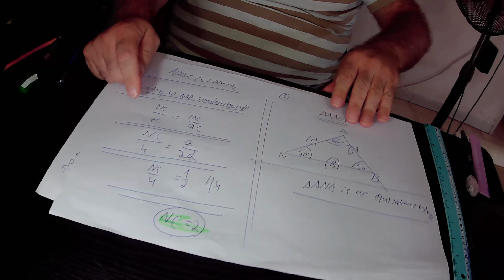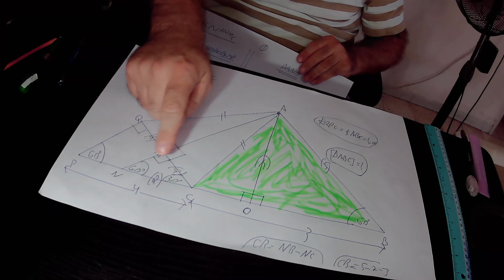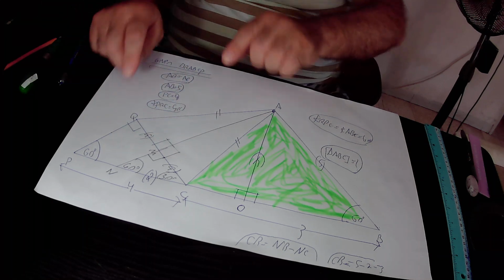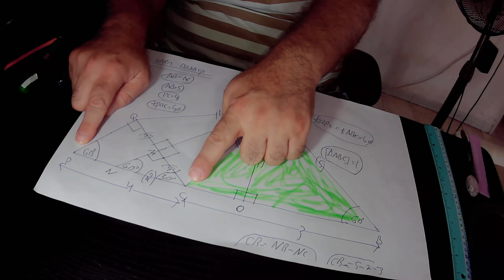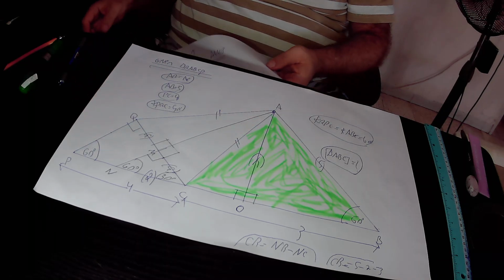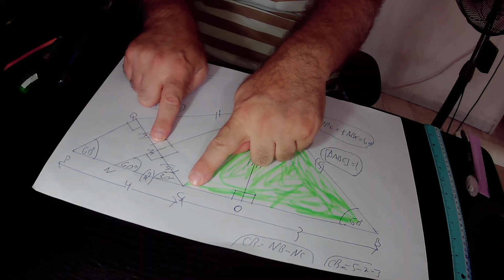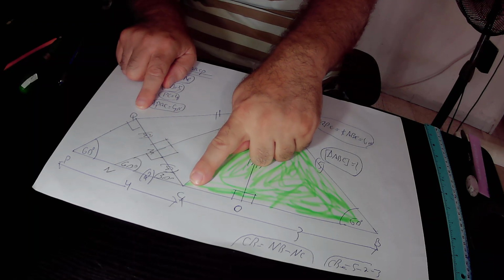NC is the missing side, so we have NC over PC. PC equals 4 units, according to what is given in the question. And it is equal to MC. MC equals A units, according to our definition, over QC. QC equals A plus A, that is 2A.